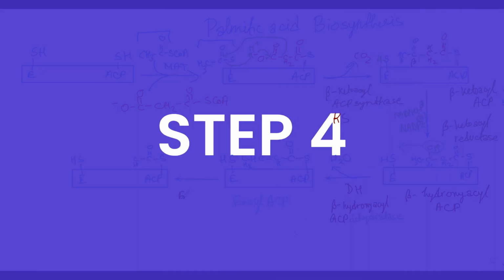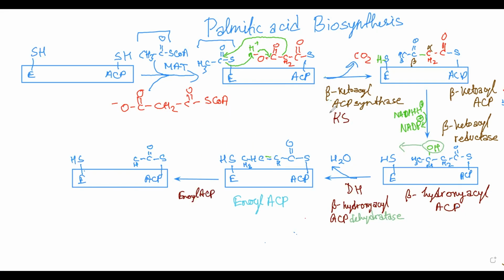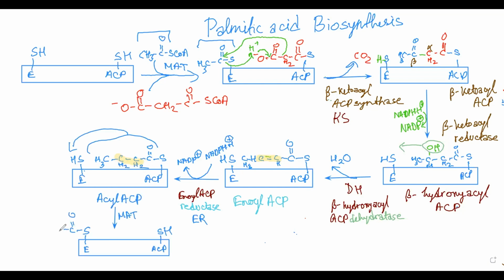In the next step we use enoyl ACP reductase again, and then we reduce the double bond here to become a saturated carbon-carbon single bond. Now again, while reducing, we will convert NADPH H+ to NADP+. Now we get an acyl ACP. In the next step, we use malonyl acyl transferase, and the carbon complex bonded with the sulfur over the ACP will get transferred to the sulfur over the enzyme.